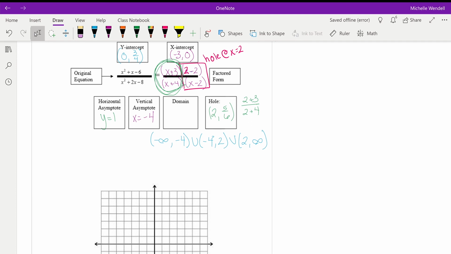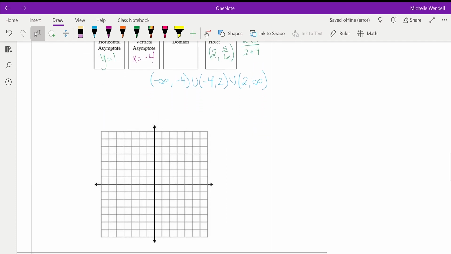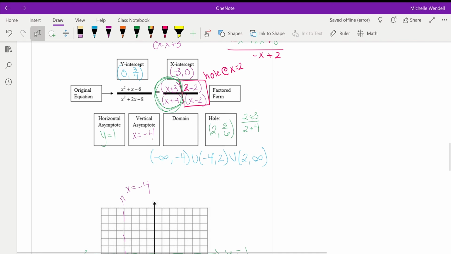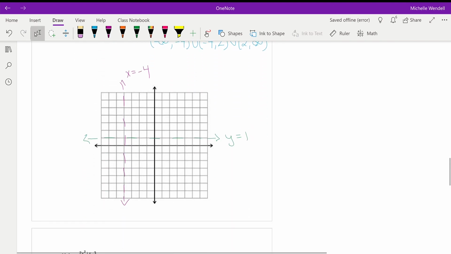So I have a horizontal asymptote at y = 1 and a vertical at x = -4. When you draw these on your graph, make sure you label them. Labeling is always good. Alright, now I can plot my x and y intercept. So (0, 3/4) and (-3, 0). And then we had a hole at (2, 5/6). So I got a hole here.